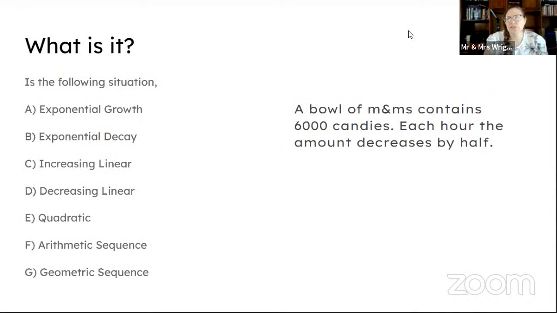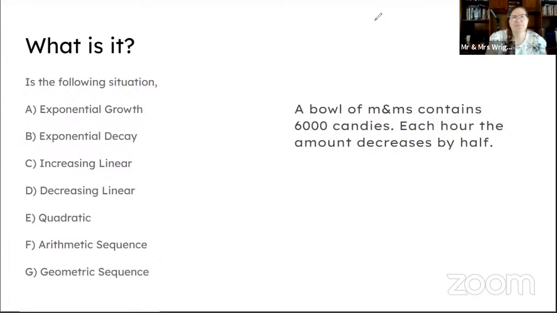All right, so now we need to look at some real world situations and determine what type of graph or modeling we are going to have. In a bowl of M&Ms, we have 6,000 candies, and every hour Joe comes by and he takes half of what's in the bowl, right? So the first time he takes 3,000. Then after that, he's going to take 1,500. He always takes half because he never wants to leave the bowl empty. He doesn't take the whole thing. So if it's decreasing by half every time, we know that that's going to be a proportion or a ratio. And so this is going to be exponential decay because it's getting smaller every time.